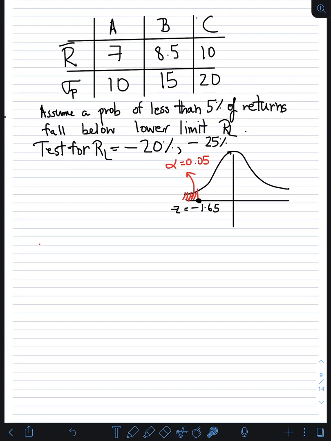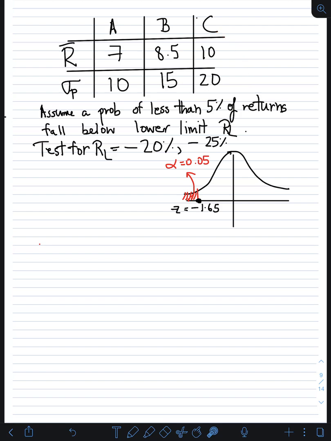So let's go to one of the examples. I'm going to start off with the textbook's example, which uses table 11.1, which has these three portfolios: portfolio A, portfolio B, and C. Portfolio A has an expected return of 7, standard deviation of 10. B is 8.5 and 15. C is 10 and 20.